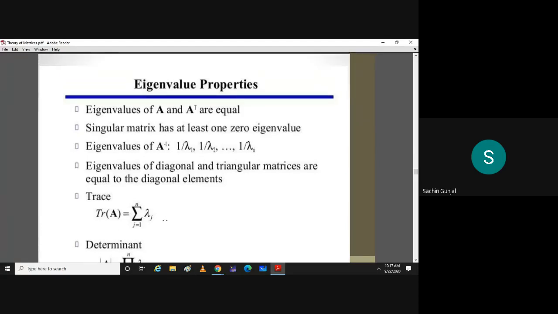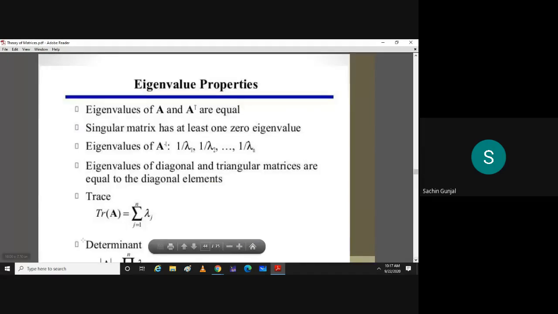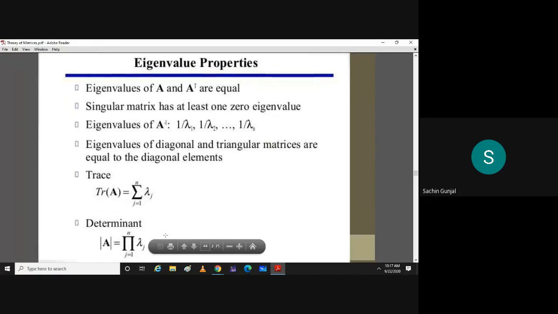Let us observe in the above example. What are the eigenvalues? -1, -1, 2. What is their product? -1 into -1 into 2, that is 2. And what is its determinant? 2. Okay, so a simple observation. Product of eigenvalues is nothing but the determinant. This symbol is for product.